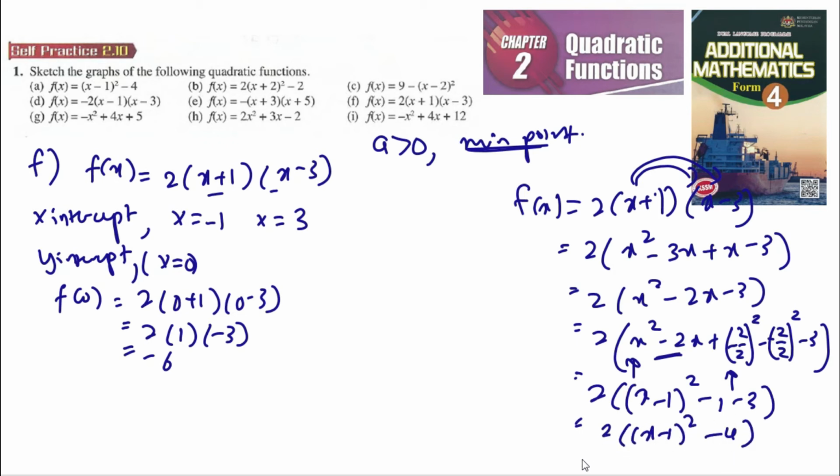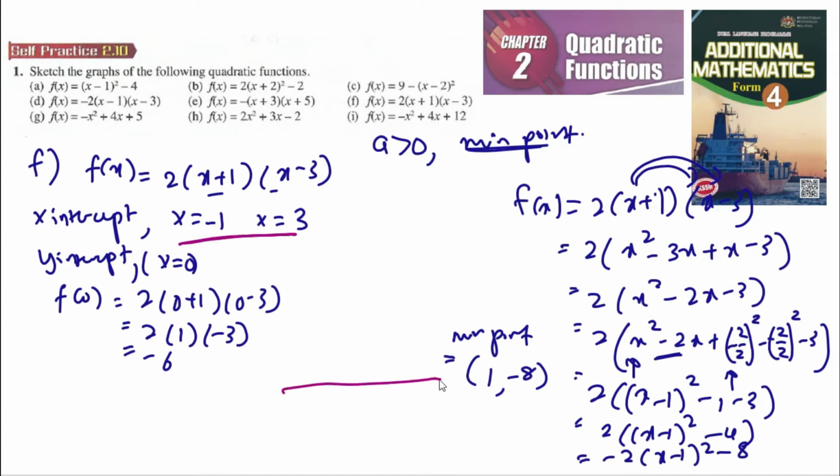To open the bracket, it is equal to 2(x minus 1) squared, and negative 4 times 2 is negative 8. So we know the minimum point is 1 and negative 8. So now we have the x-intercepts, negative 1 and 3, the y-intercept is negative 6, and the minimum point is negative 8.